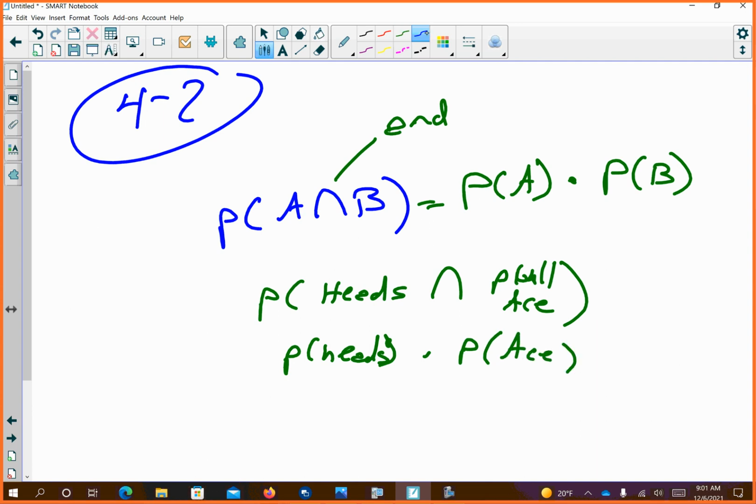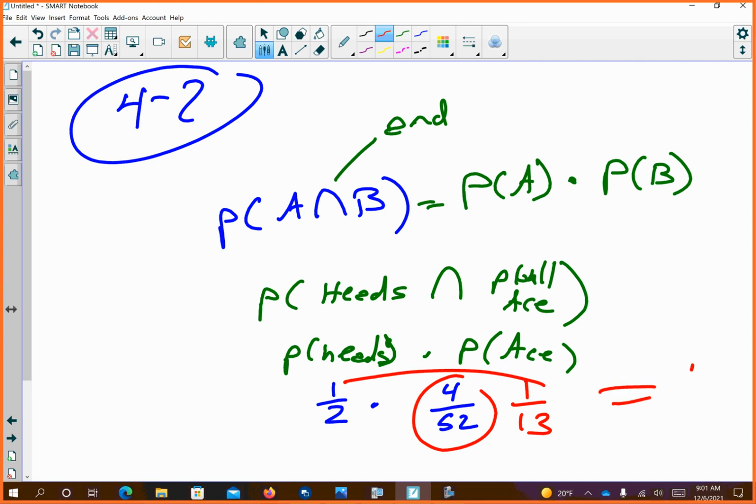So you have to kind of know: probability of heads, 1 out of 2. Probability of pulling an ace is 4 out of 52, because there are 4 aces in a standard deck of cards. You can go ahead and reduce when needed. This reduces to 1 out of 13. Then multiply top to top, bottom to bottom. So you'd have a 1 in 26 chance of flipping a coin, getting heads, and shuffling a deck of cards and saying, it's an ace. Nope, it's a 3.